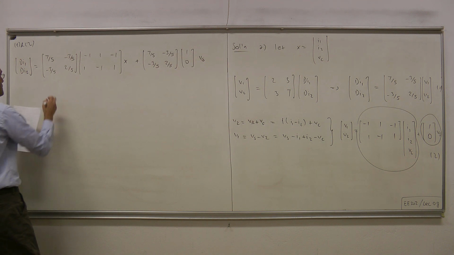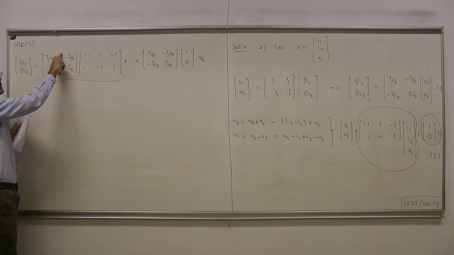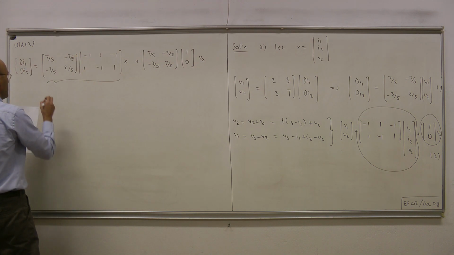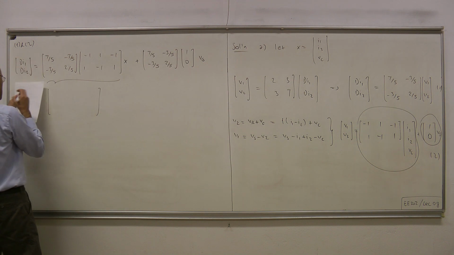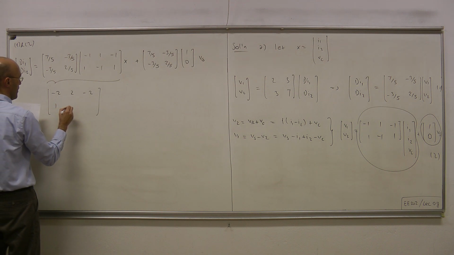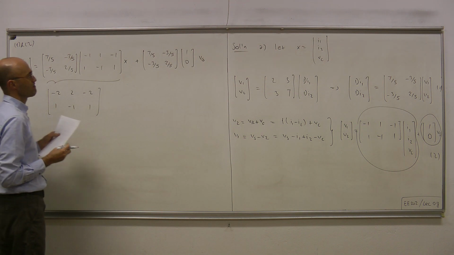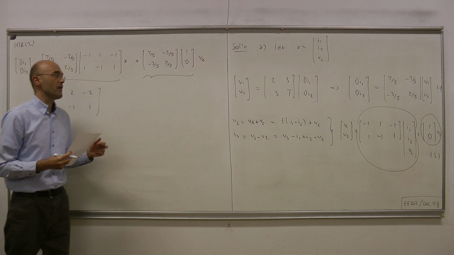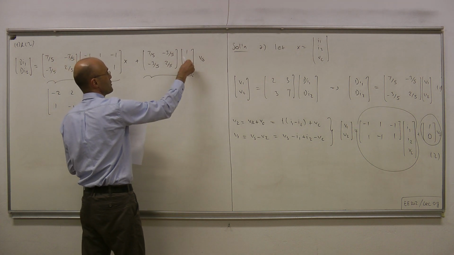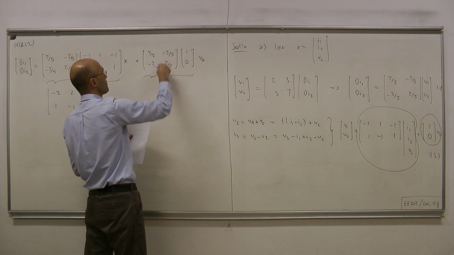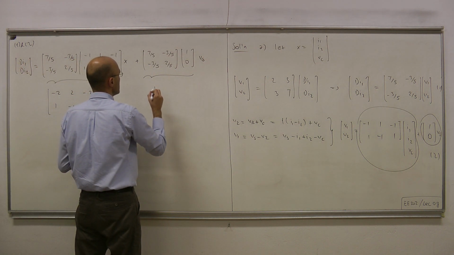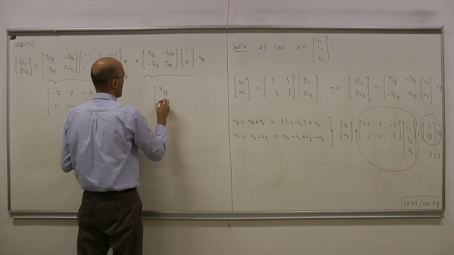Okay. Now this product, we have a 2 by 2 matrix multiplying a 2 by 3 matrix. Therefore, the result will be a 2 by 3 matrix, and that result happens to be minus 2, 2, minus 2, and here we have 1, minus 1, 1. And as for this product, we have a 2 by 2 matrix multiplying a 2 by 1 matrix, and this is 1, 0. Therefore, this vector will simply pick the first column of the 2 by 2 matrix. So what we have here is 7 over 5 and minus 3 over 5.